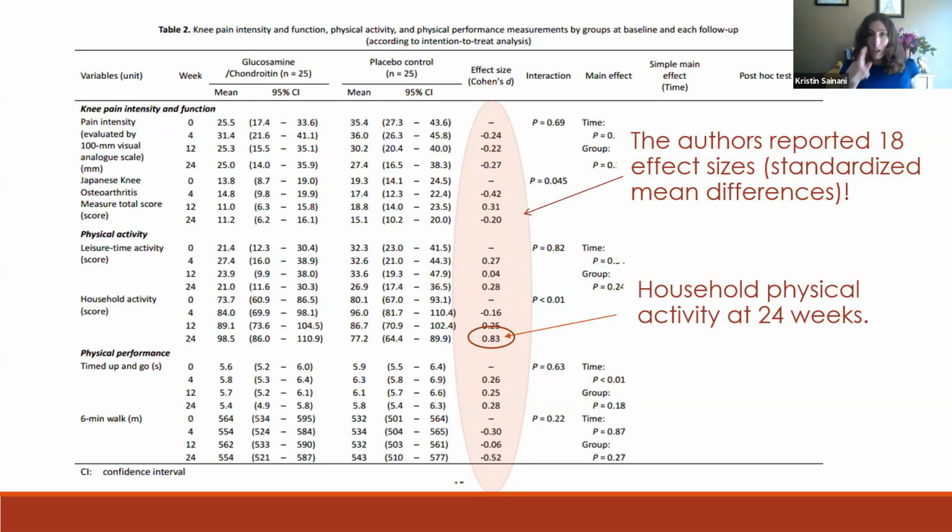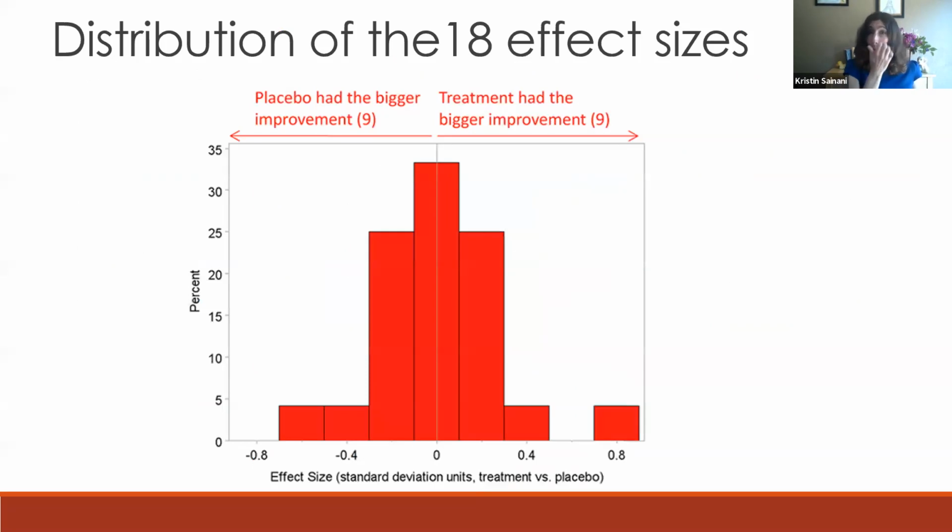So I took all of those effect sizes from the table and plotted them in a histogram to show you what the distribution of the effect sizes looks like. Negative again means placebo did better. So for half of the effect sizes, the placebo did better than the treatment, and in the other half it was positive and treatment did better than placebo. And it follows this nice, beautiful, normal distribution.